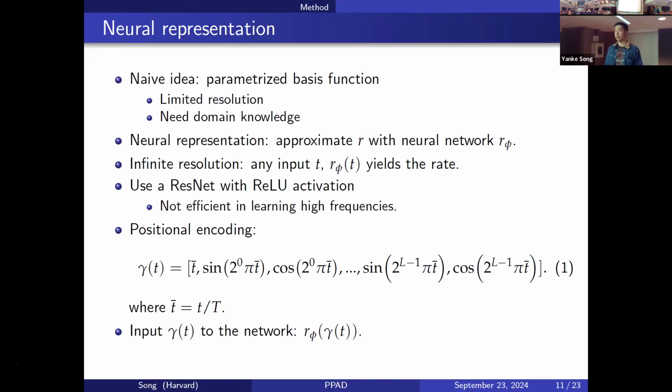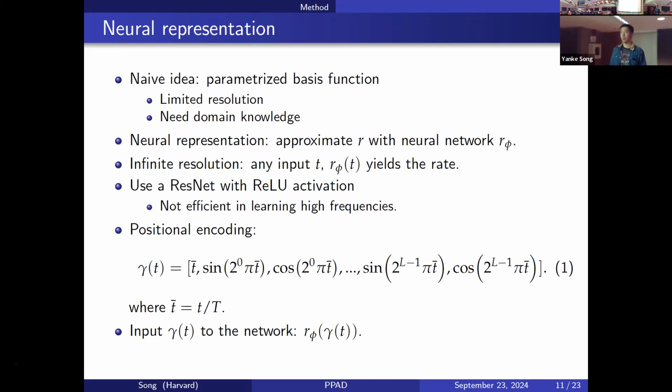So what I'm doing instead is I'm going to increase the power of the neural network by doing a transformation of the t before I feed it into the neural network. By doing a transformation, it basically means I'm taking the normalized t as well as a series of sine and cosine encodings of t.